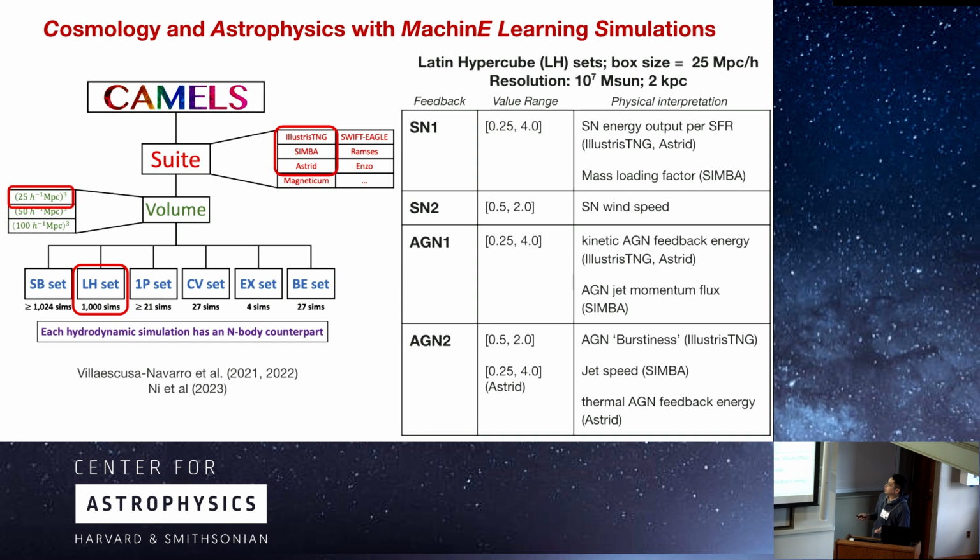We use 1,000 simulations for each of these suites, which sample the parameter space of these 4 parameters using a Latin hypercube parameterization. We focus on using a 25 megaparsec box, which has run all the way to redshift 0. It has a resolution of 10^7 solar masses, with spatial resolution at around 2 kiloparsecs.